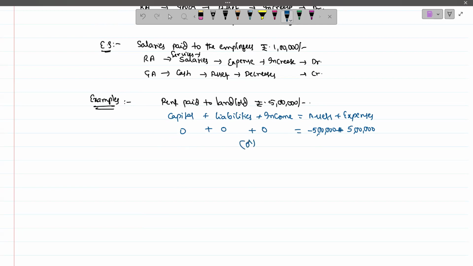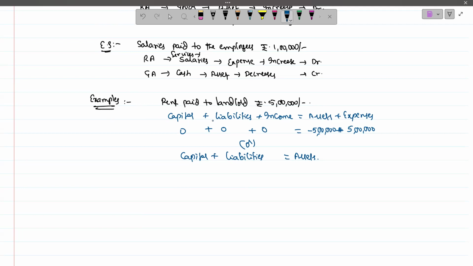Or you may write it in the simplified form of the accounting equation: capital plus liabilities is equal to what? Assets. So here we are paying the rent. If you make the payment of rent, that leads to an expense. An expense is a profit or loss to the business, nothing but a loss. If you transfer the profit to the capital, then owner fund increases. But if the loss is transferred to the capital, then owner fund decreases. Correct?